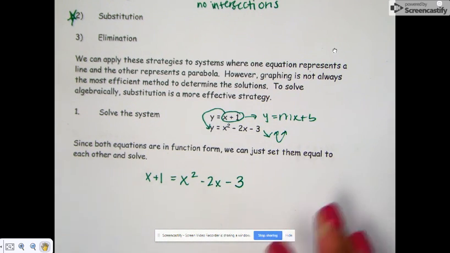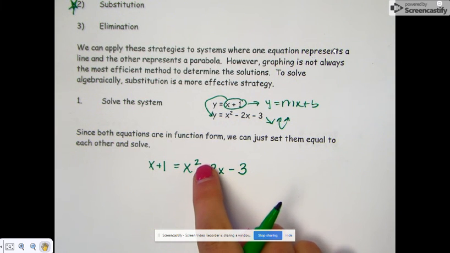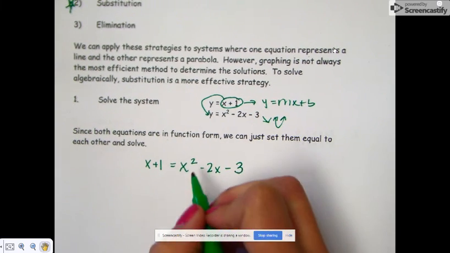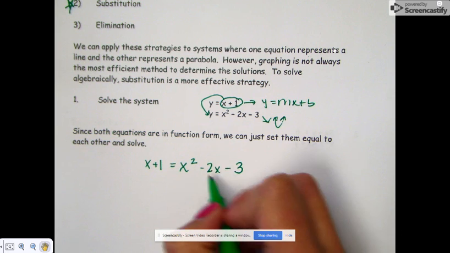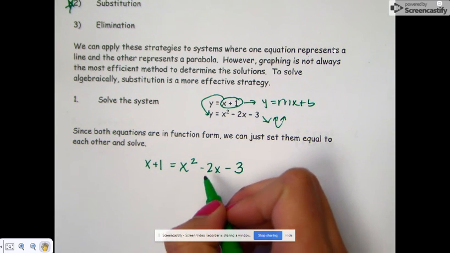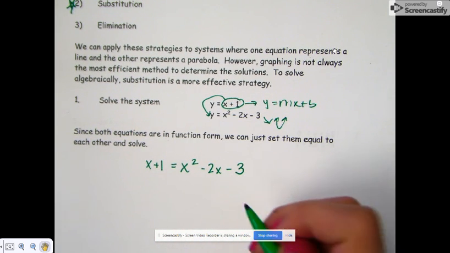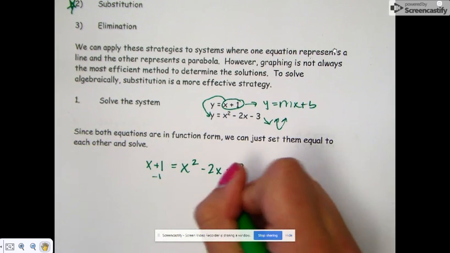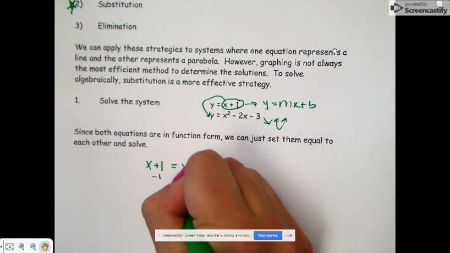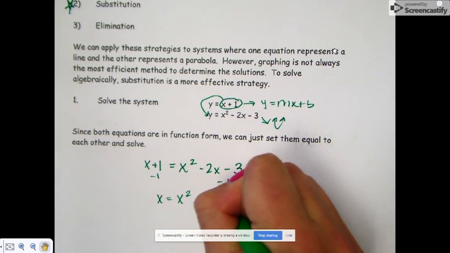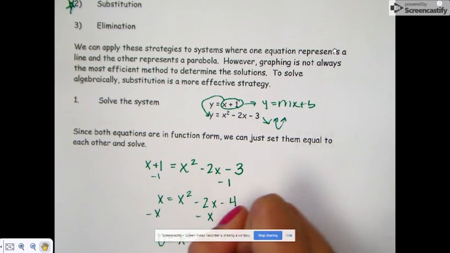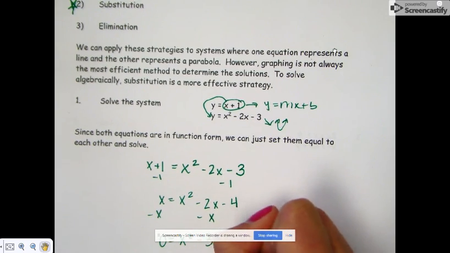Anytime you have an x squared, you know that you have to factor or use one of our three methods, completing the square or the quadratic formula. You cannot just solve and take square roots when you have an a term and a b term. You got to use factoring or completing the square or something like that. The first thing we always tell you is to get one side equal to 0, so I'm going to subtract 1 on both sides. So I get x equals x squared minus 2x minus 4. Then I'm going to subtract x on both sides as well. I get 0 equals x squared minus 3x minus 4.